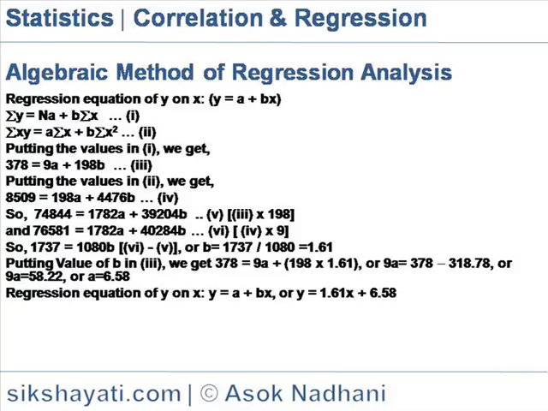So we put the value of b in equation 3, we get 378 is equal to 9a plus 198 into 1.61, or 9a is equal to 378 minus 318.78, or 9a is equal to 59.22, or a is equal to 6.58. So the regression equation of y on x, that is y is equal to a plus bx, comes to y is equal to 1.61x plus 6.58.